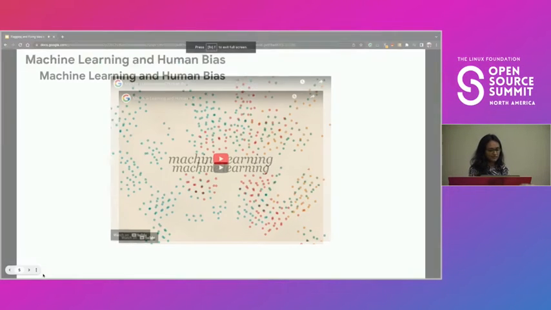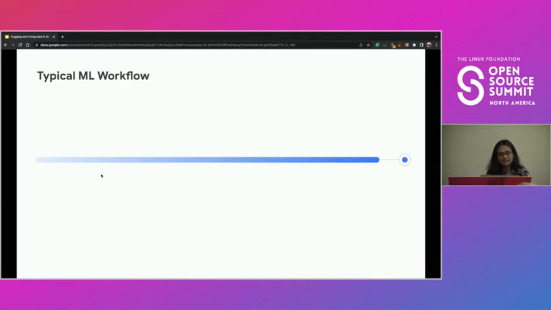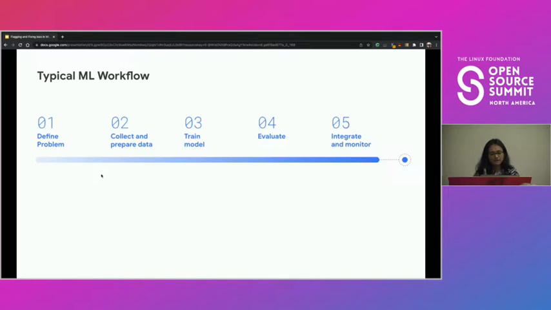So I hope that gave you an intro of what machine learning is and how human bias can creep into our ML systems as we deal with data and algorithms that are not hand-coded. They run completely on the data we feed in. So this is your typical ML workflow. Most of you are aware of all these steps.